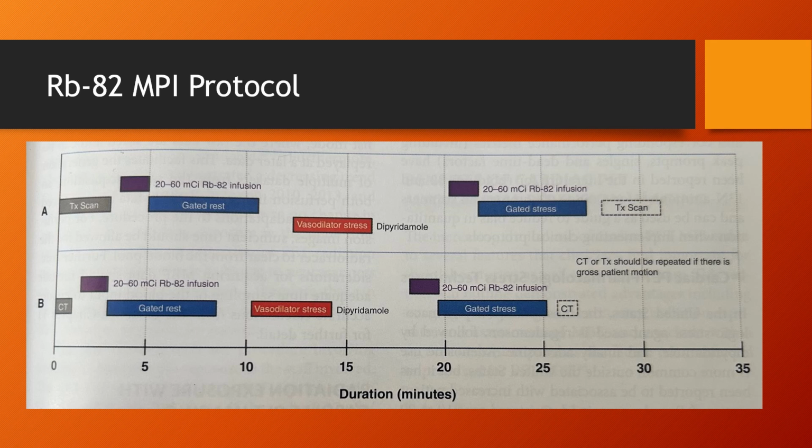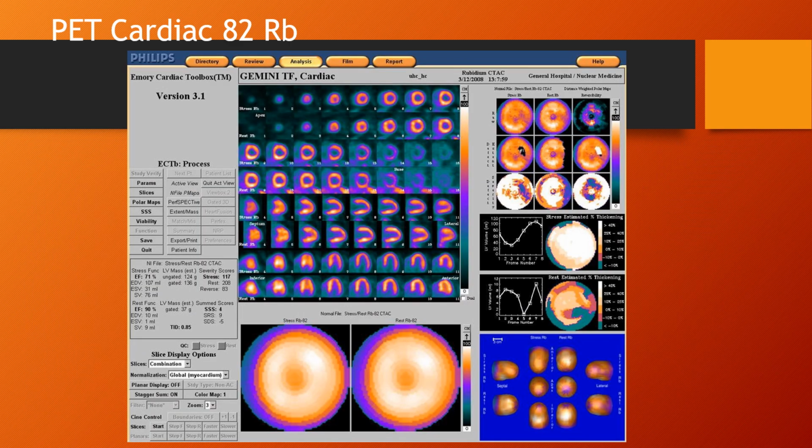When you're doing it with PET CT, the whole test takes about 25 minutes. Now, there are several different types of scanners on the market, and there's a couple different types of processing, but this is showing you a Philips Gemini time of flight with the cardiac, and it's using the Emory toolbox for processing. So you will see that the slices should pretty much align themselves. You can move it and readjust it if you have to on all the processing software.